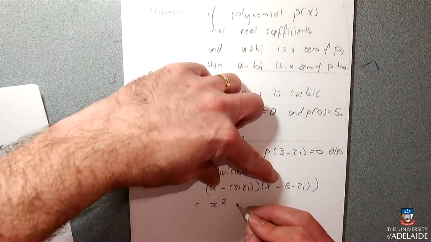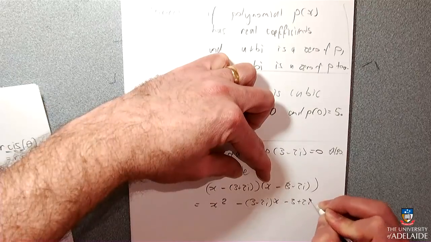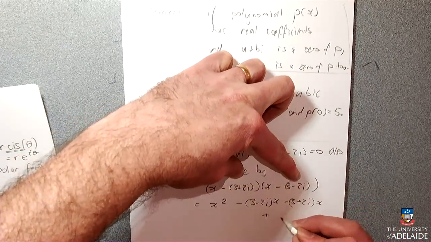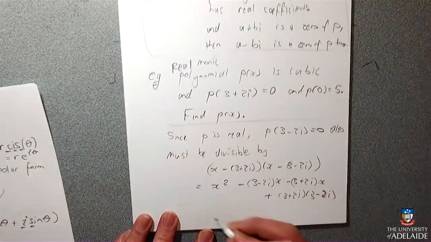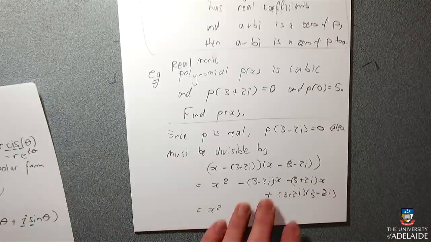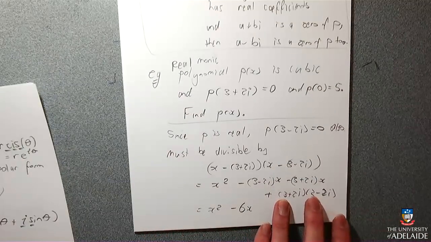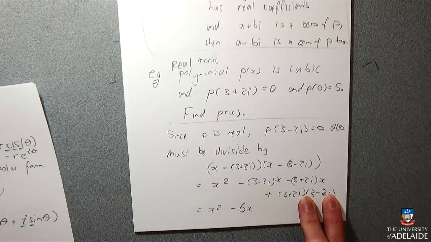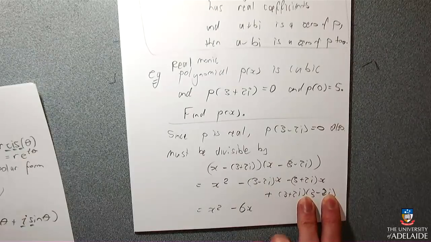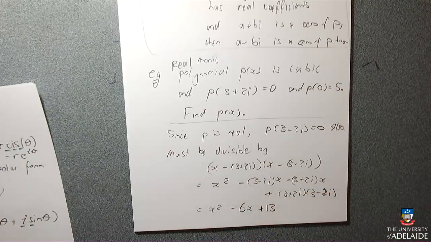So x squared minus (3-2i)x minus (3+2i)x plus (3+2i)(3-2i). So I just expand the brackets there. The minus 2i and the plus 2i cancel. We get minus 6x. And that's a difference of two squares. So we get 3 squared minus 4i squared, but i squared is minus 1. So 3 squared plus 2 squared, so 9 plus 4 is 13. Okay. I really should have included all that working.